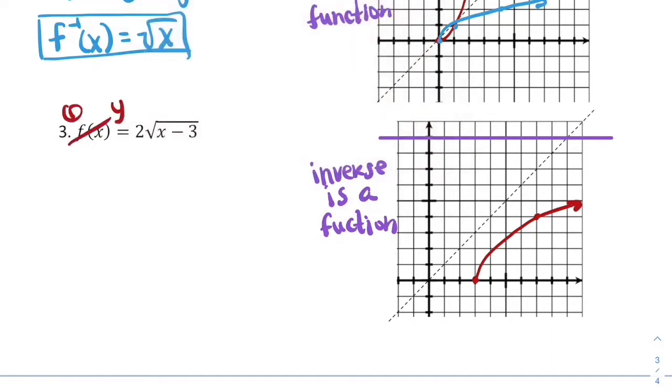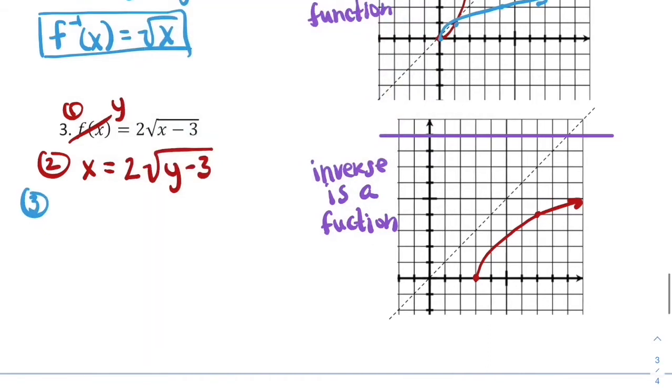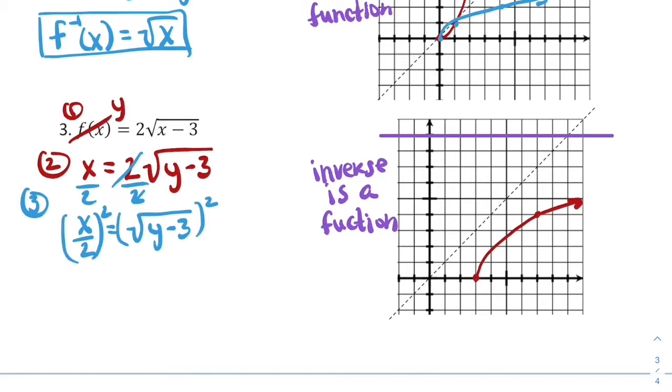Step 1, change to y. Step 2, switch x and y. Step 3, solve. So we're going to solve for our new y value. First thing I want to do is get rid of the 2 that's out in front because I want to isolate the root so that I can square it. So these 2's will cancel, leaving me with x over 2 is equal to the square root of y minus 3. And then in order to get rid of a square root, I need to square, and that'll happen to both sides.